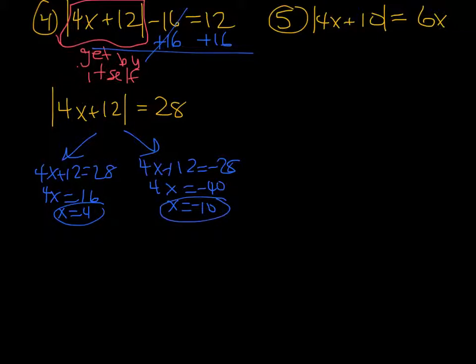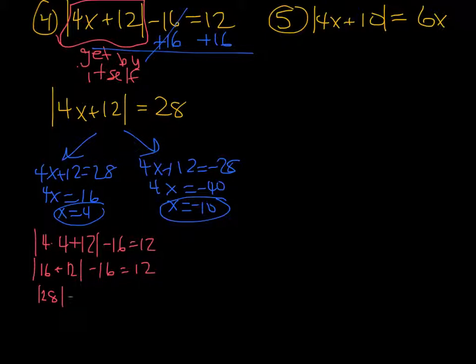So now I want you to check your answer using the original equation. So we get the absolute value of 4 times 4 plus 12, minus 16 equals 12. From there, you are going to simplify this out. You get 16 plus 12, minus 16. We want this to equal 12. That gives me the absolute value of 28 minus 16 equals 12. Or 28 minus 16 is 12. This is a true statement, so I'm good on that one.